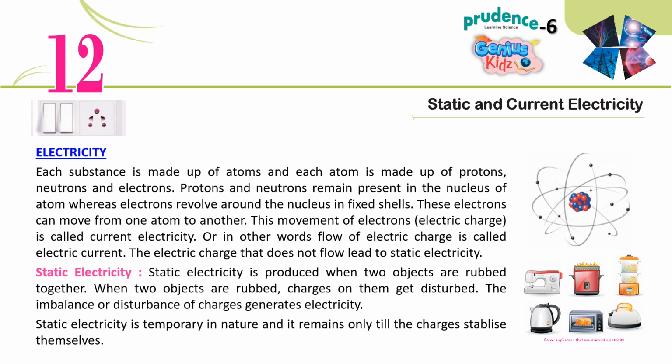Static electricity. Static electricity is produced when two objects are rubbed together. When two objects are rubbed, charges on them get disturbed. The imbalance or disturbance of charges generates electricity. Static electricity is temporary in nature, and it remains only till the charges stabilize themselves.